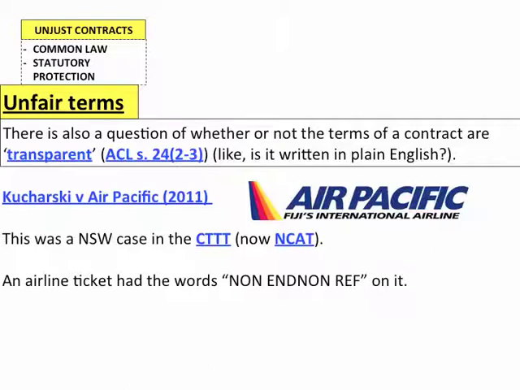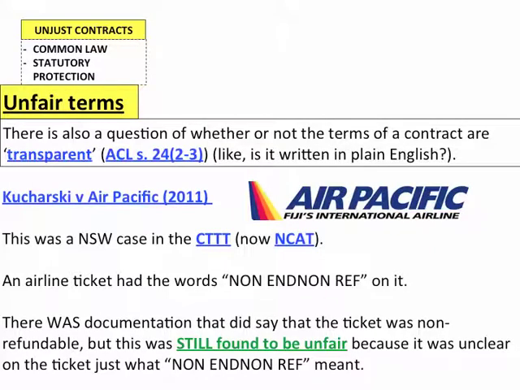So even though they had other documentation that said, okay, the ticket is non-refundable, this is what it means when it says non-end, non-ref, it really wasn't found to be fair. It was found to be unfair because it was unclear on the ticket just what non-end, non-ref meant.